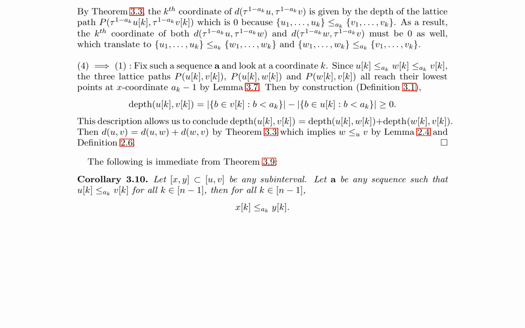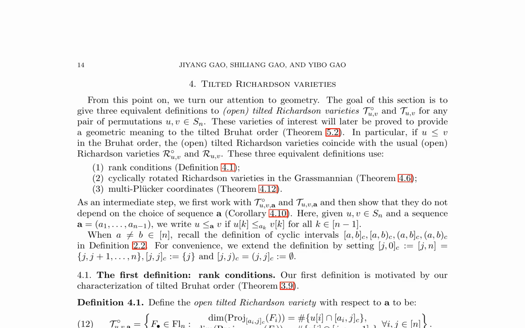The proof involves leveraging the automorphism tau of the unweighted quantum Bruhat graph and analyzing the exponent vectors of shortest paths. The authors then shift their focus to geometry, aiming to provide three equivalent definitions of open tilted Richardson varieties for any pair of permutations u, v element of Sn. These varieties will later be shown to provide a geometric meaning to the tilted Bruhat order. The three definitions utilize rank conditions, cyclically rotated Richardson varieties in the Grassmannian, and multi-Plücker coordinates.